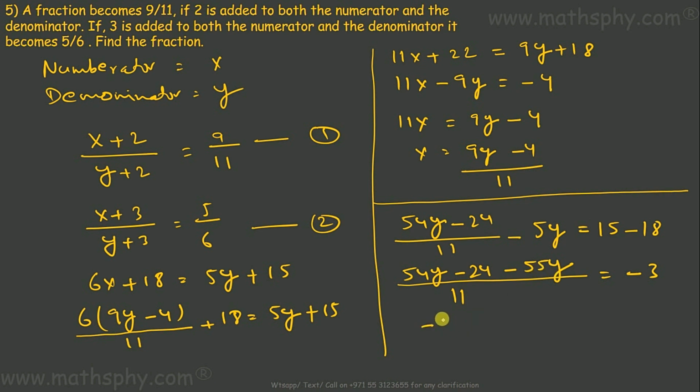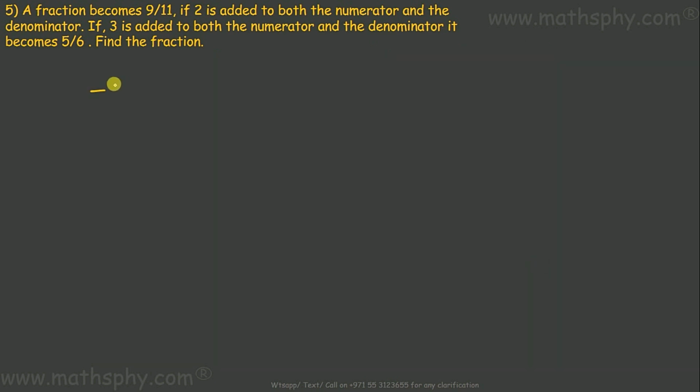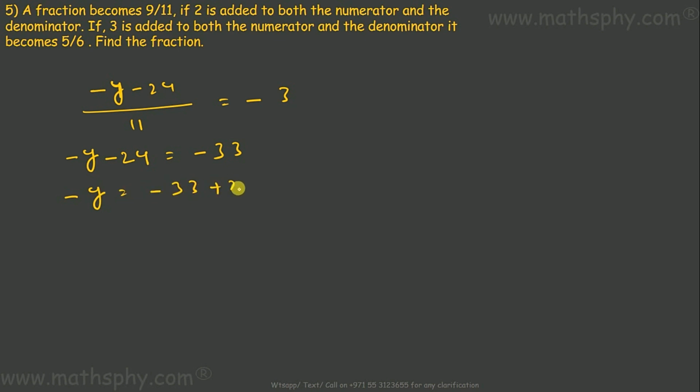So negative y minus 24 over 11 equals negative 3. This can be negative y minus 24 equals negative 33. So negative y is equal to negative 33 plus 24. So negative y is equal to 33 minus 24 gives you negative 9. So y is equal to 9.